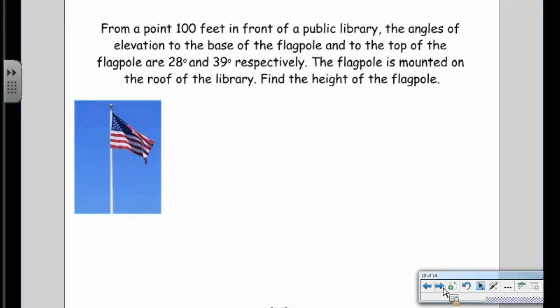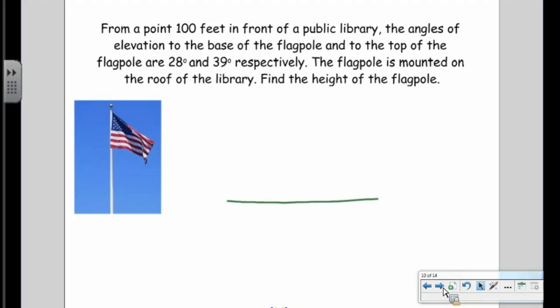From a point 100 feet in front of a public library, the angles of elevation to the base of a flagpole and to the top of the flagpole are 28 degrees and 39 degrees respectively. The flagpole is mounted on the roof of the library. Find the height of the flagpole. I'll help, first of all, with the picture, but I won't label anything. That way people who are just sitting there stuck can have some help.